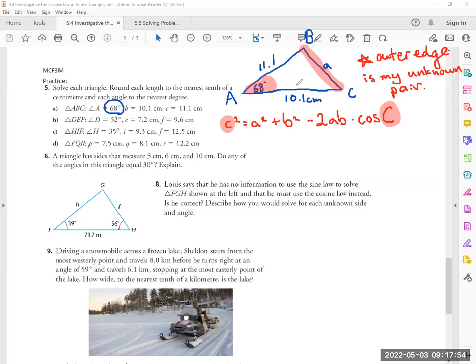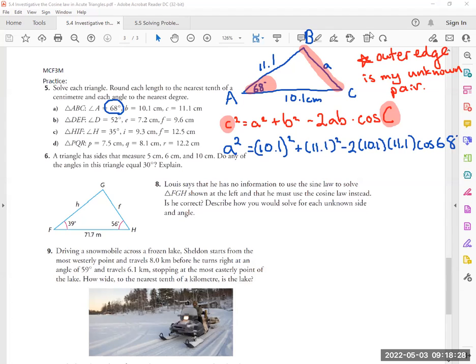In this particular case, you can rewrite it so that the A values are the ones on the side. So little c, length C is actually going to be written as, let me write it in blue so that you see a difference. Unknown A squared is equal to 10.1 squared plus 11.1 squared minus 2 times 10.1, 11.1 cosine of 68.